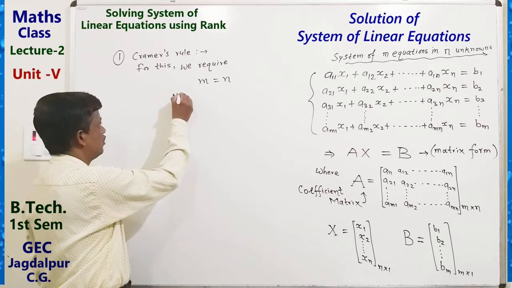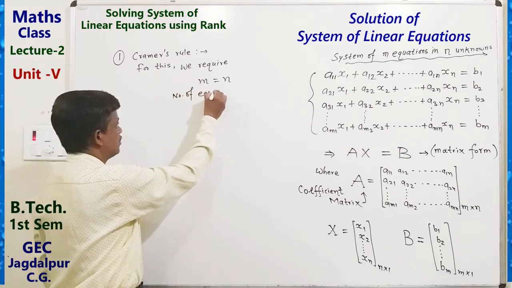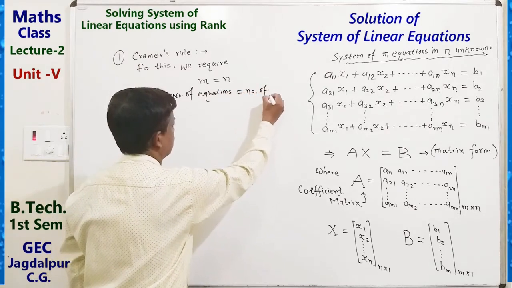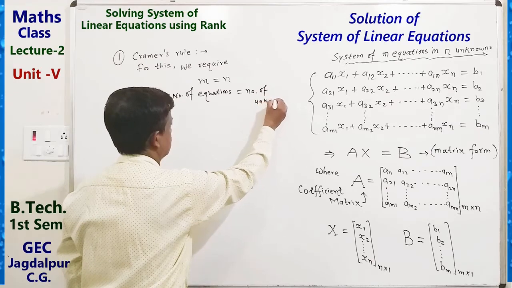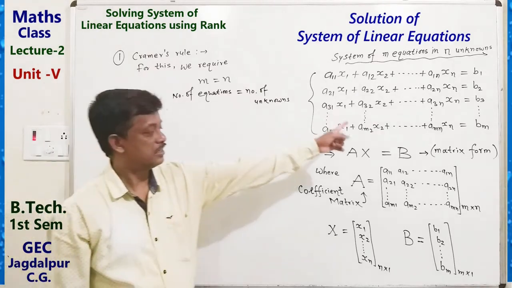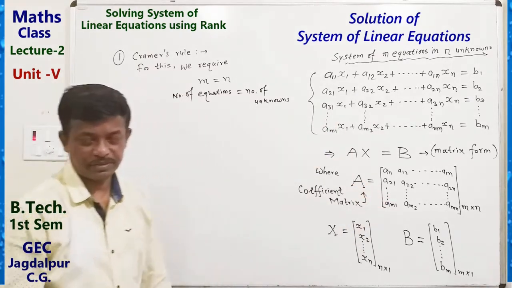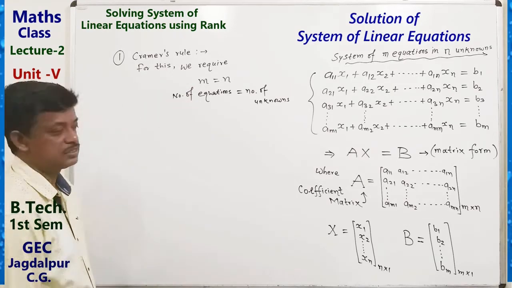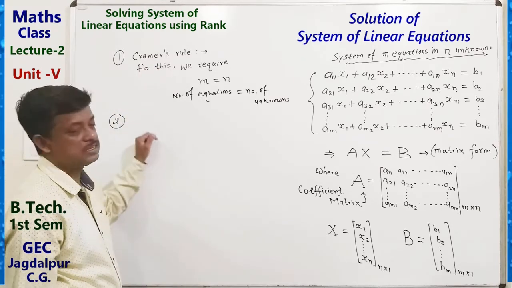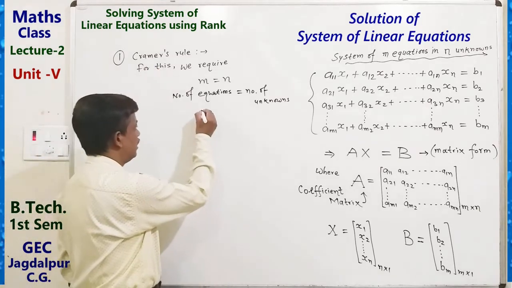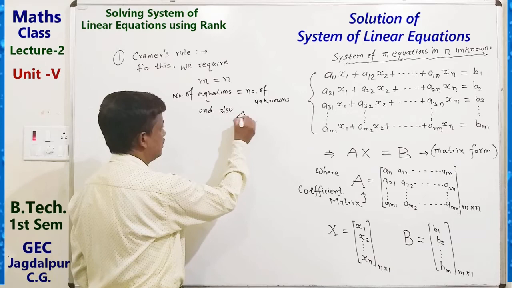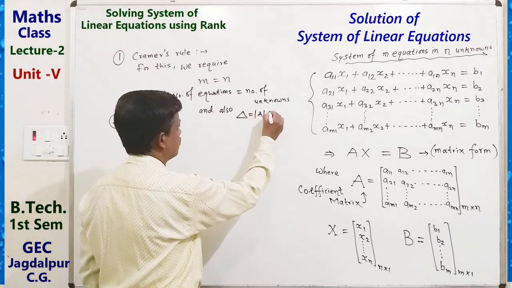That is, the number of equations equals the number of unknowns. That is a square matrix, so m should equal n. Then we can use Cramer's rule. Also, in this case, the determinant of A is not equal to 0.